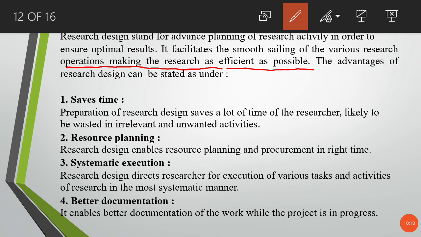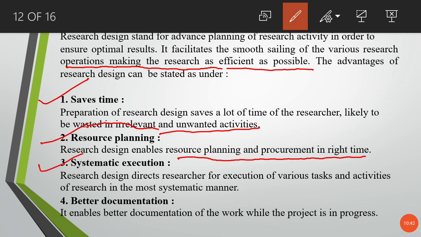The advantages of research design can be stated as under: 1. Save time. Preparation of research design saves a lot of time of the researcher, likely to be wasted in irrelevant and unwanted activity. 2. Resource planning. Research design enables resource planning and procurement in right time. 3. Systematic execution. Research design directs the researcher for execution of various tasks and activities of research in the most systematic manner.